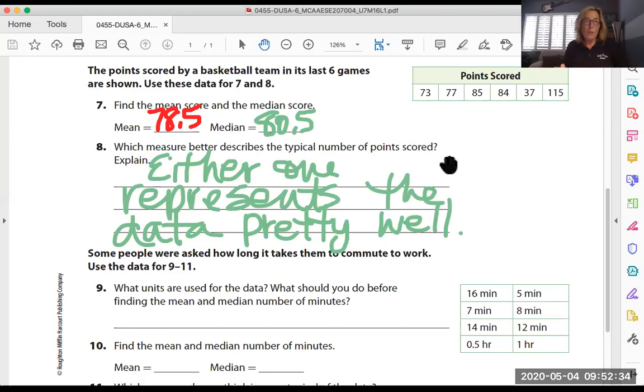Okay, so we've done 2 of the problems. I would like you to finish page 455 and 456 today. I will post the answer key so that you can check yourself when you are done.